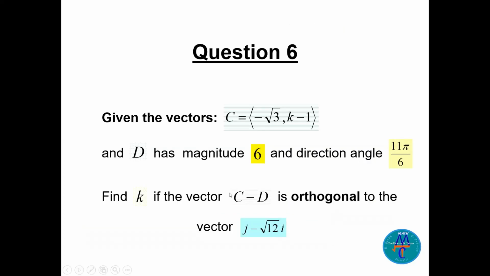Question number 6 about vectors. Given two vectors, C and D. C is given minus square root of 3, k minus 1. D has the magnitude 6 and direction angle 11 pi over 6. So we have to find the vector D. The question is find k if the vector C minus D is orthogonal to the vector J minus square root of 12i. Orthogonal means perpendicular.